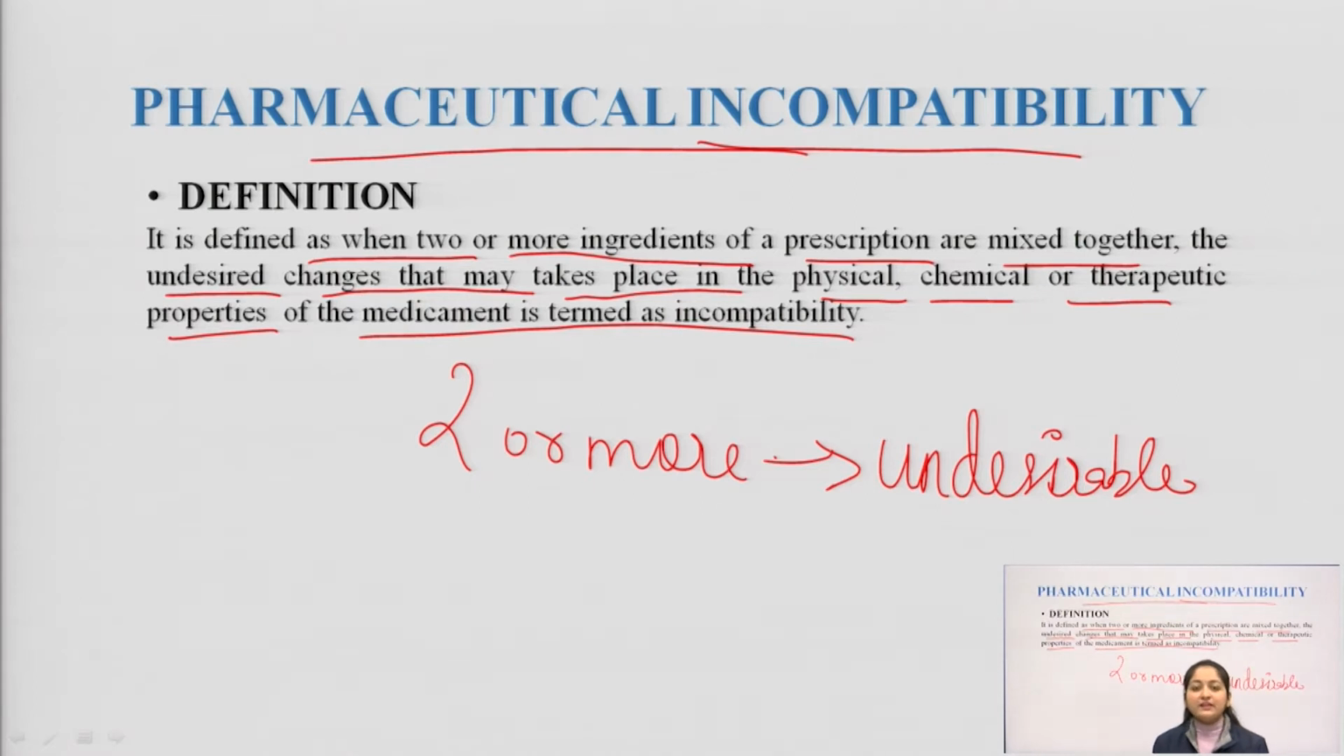Nobody desires incompatibility. Pharmaceutical incompatibility is a completely undesirable concept, not desired by the pharmacist, the medical professional, or even the patient. Whatever changes take place by mixing two or more ingredients are termed pharmaceutical incompatibility. Majorly, the changes can be in their physical state, in their chemical reaction, or sometimes in the therapeutic effect of the drug. So, pharmaceutical incompatibility has three important wings. Let us understand the different types of pharmaceutical incompatibility.